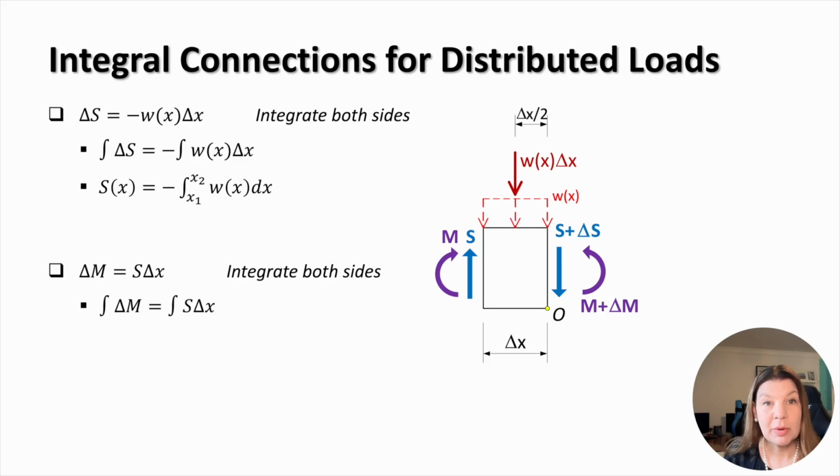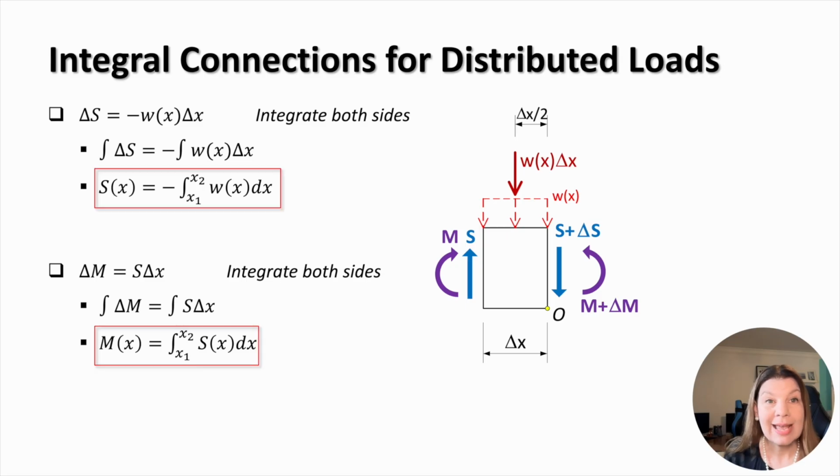Again, integrating both sides gives an expression relating the bending moment to the shear force distribution. This shows that the bending moment develops from the accumulated effect of the shear force along the beam. These integral relationships are extremely important because they connect loading, shear force, and bending moment through the areas under the corresponding diagrams.